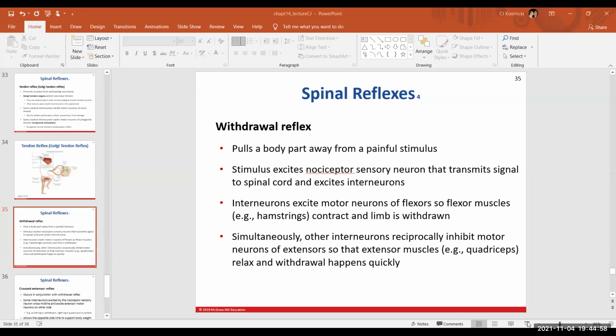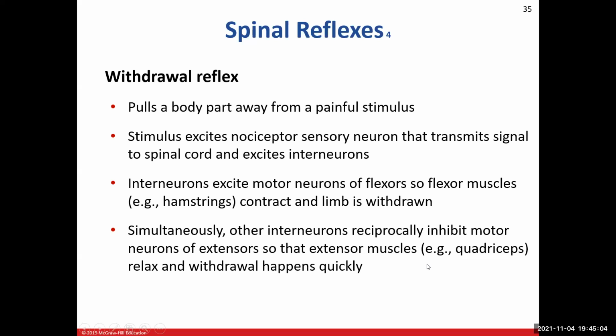Okay. So there's two other spinal reflexes that we're going to talk about, and they actually kind of correspond to one another. All right, the first one's called the withdrawal reflex, and the other one is the crossed extensor reflex. This is going to be in one of those situations in which pain is involved.